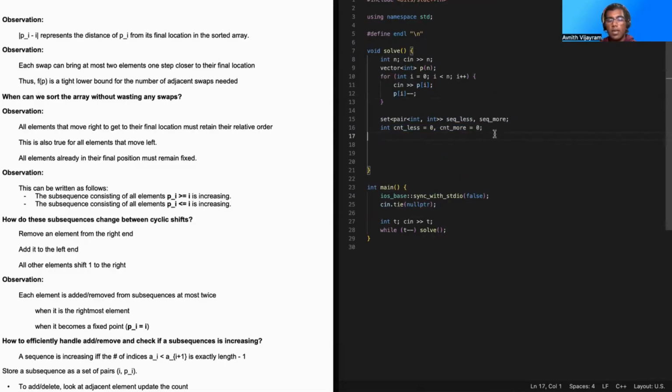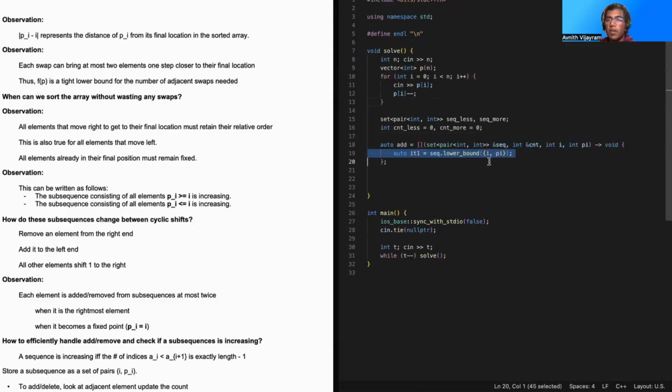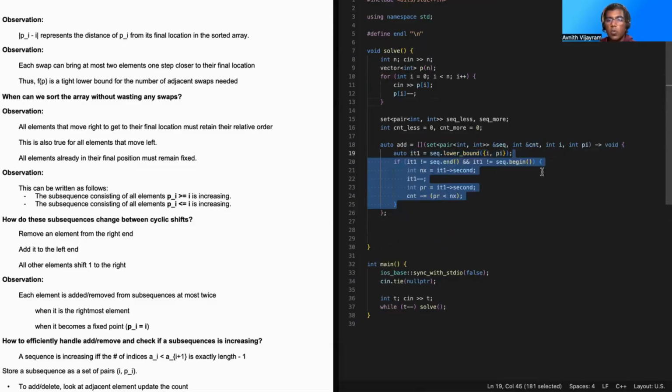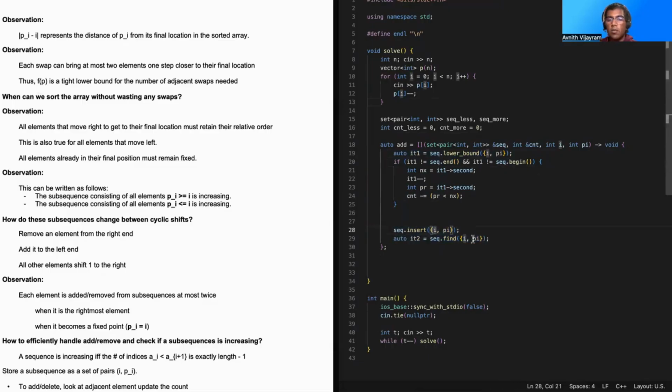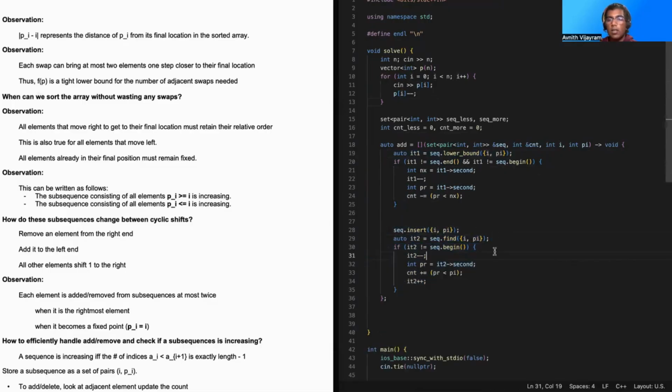Okay, so now we can define a lambda function which will add to one of our sequences. And using iterators, before we add it, we can find what would be the previous and the next element. So that'd be nx and pr. And if they are currently contributing to our count, we will subtract that, since after we add this new element, they will no longer be adjacent. And then we'll insert our new element into the set and update our count. So we'll find the new element and we'll look at its previous element and the element after it.